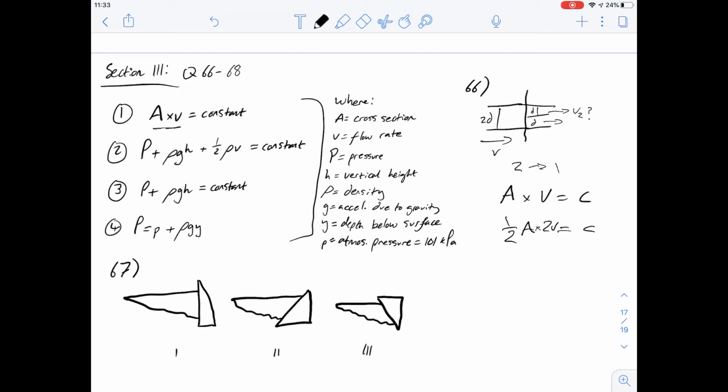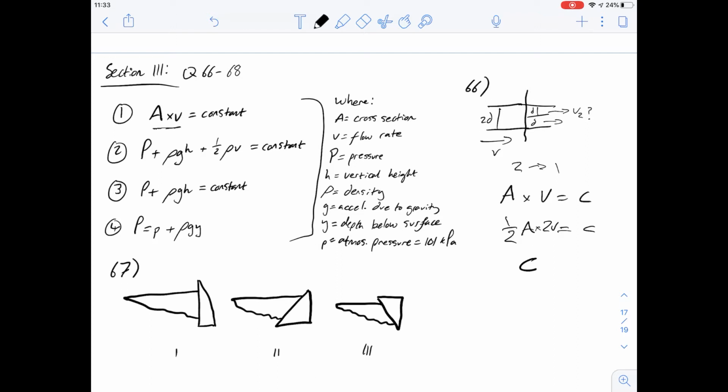If you halve one, you need to double the other to keep the product the same. Therefore, the speed of liquid flow in each smaller tube has to be twice the original. So the answer for this one is going to be C. And that's just because you're halving the amount of area through which the fluid can flow.